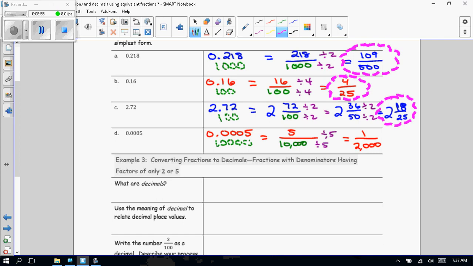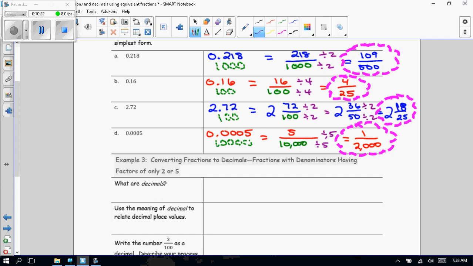And then for letter D, I have 5 over 10,000, but both of those are divisible by 5. They're both multiples of 5, so I divided them both by 5. And I know some of you are going, oh, I can't do this without my calculator. Sure you can. You can take 10 and divide by 5, and you know the answer is 2, and then toss in all the zeros. So you can do this without a calculator. It's not impossible. All right, let's take a look at example 3 now.